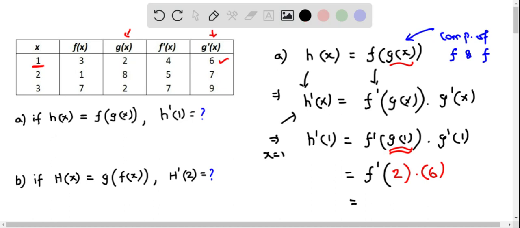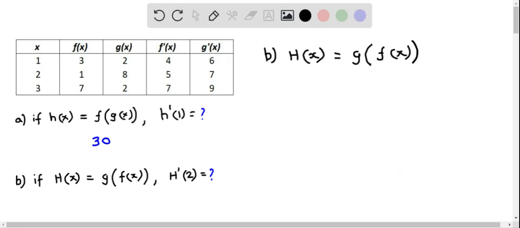Now we have f prime of 2 multiplied with 6. We have to find f prime of 2 from the table. We look at this column at x equal to 2, in the second row. This means f prime of 2 is 5. So I replace this quantity by 5, and we already have the number 6. So 5 times 6 is 30, and this means the answer for h prime of 1 is 30. Let me write 30 as the answer here.